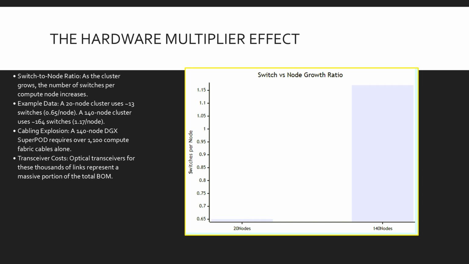Look at the hard numbers to see the multiplier effect. For a small 20-node system, you might need about 13 switches. That's roughly 0.65 switches per node. But if you scale to a 140-node Super POD, you need 164 switches, jumping to 1.17 switches per node. The infrastructure burden per unit has nearly doubled.